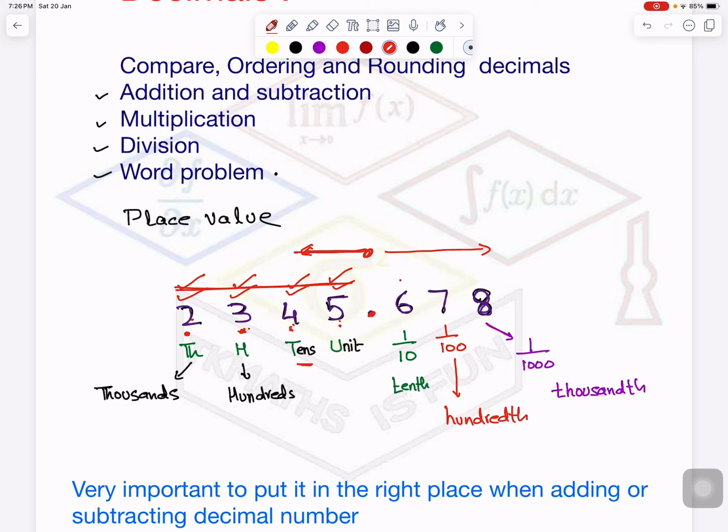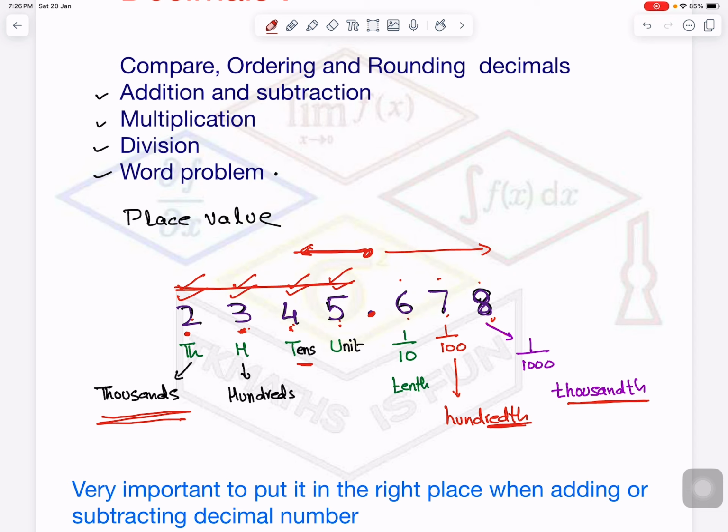This is the first digit, second digit, third digit. I'm talking about the right side. This is called tenths, so 6 is tenths. I'm talking about place value. 7 is hundredths. Hundredths means 1 divided by 100. Now 8 is called thousandths. It's not the thousands which you are seeing here. That is thousands, and these are thousandths. It means divided by 1000. So these are the place values of 6, 7, 8.